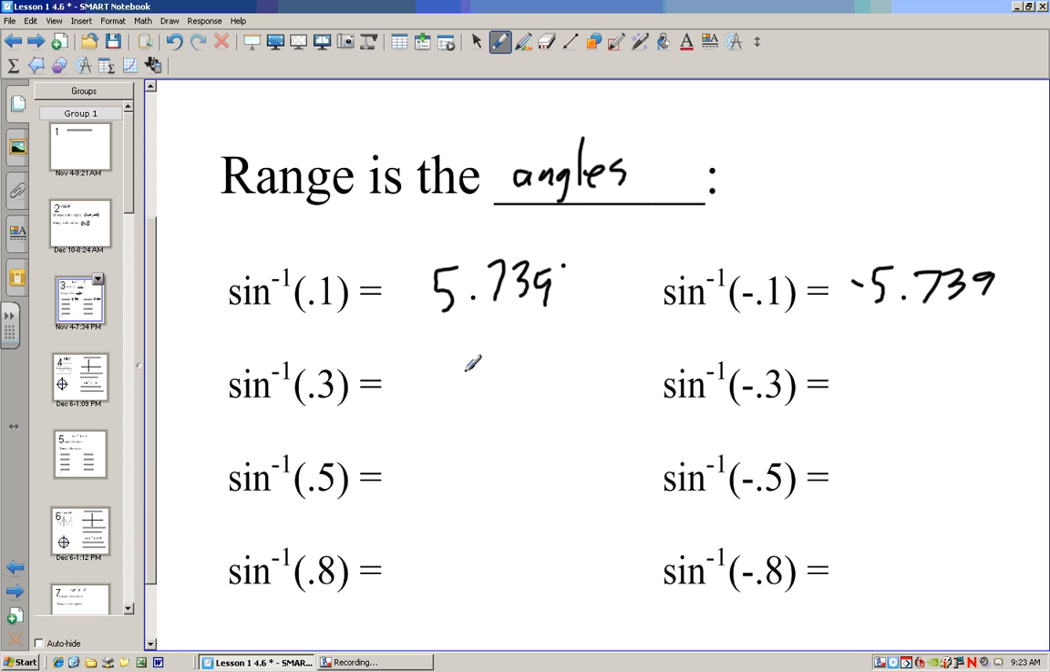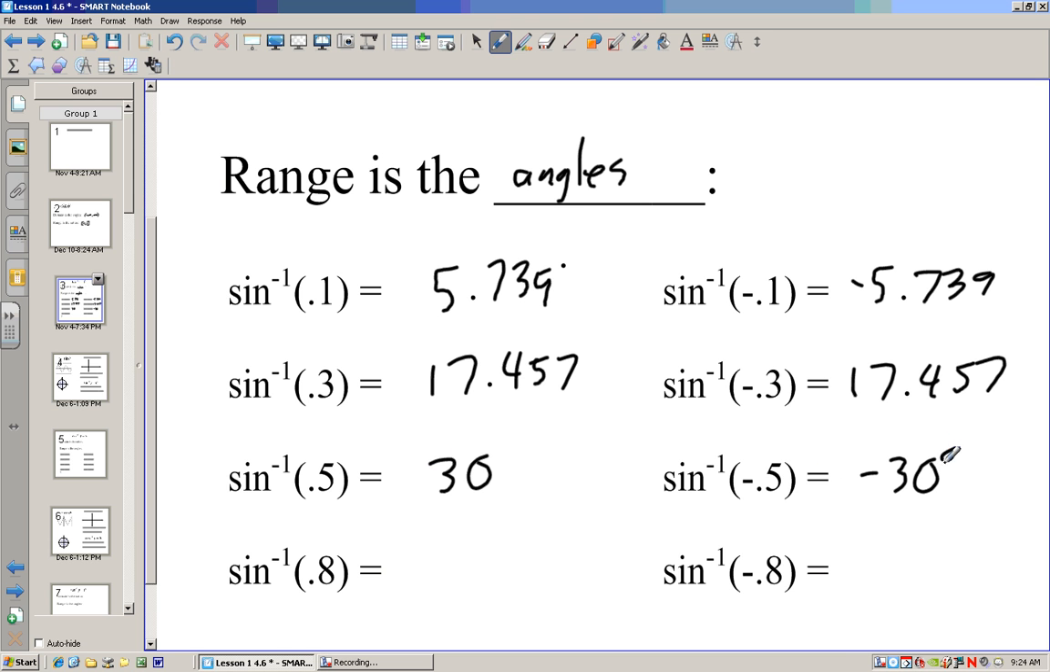The inverse sine of 0.3 is 17.457. And if I do the inverse sine of negative 0.3 in my calculator, I have negative 17.457. Inverse sine of 0.5 will give us 30, and inverse sine of negative 0.5 will give us negative 30. Finally, our last one, we'll do 0.8, which is 53.1, and this one will be negative 53.1. Now, as this gets closer and closer to 1, this number will get closer and closer to 90. As this gets closer and closer to negative 1, this number will get closer and closer to negative 90.